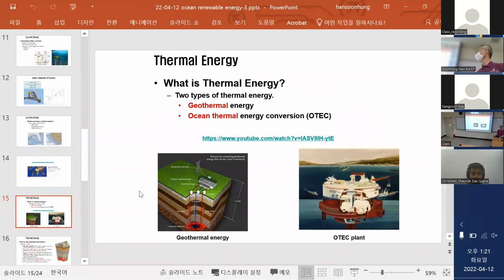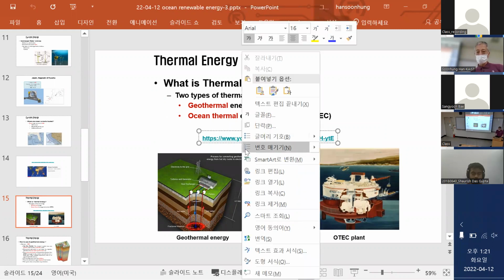Summer, not current. What is summer? Temperature difference. Right? There's geothermal and also ocean thermal. So there's a video. Geothermal is land-based, and ocean thermal is ocean-based. Let's see the video too.